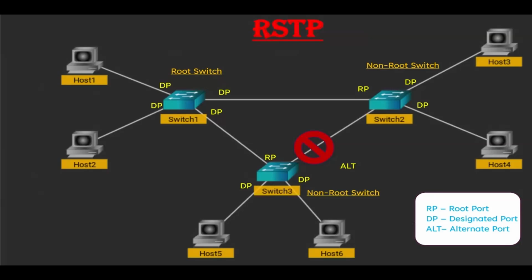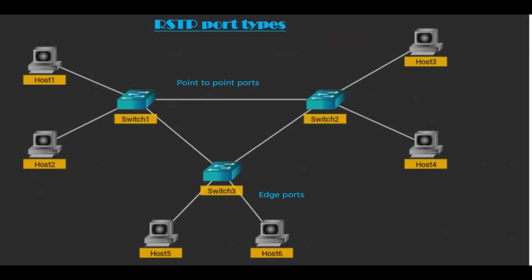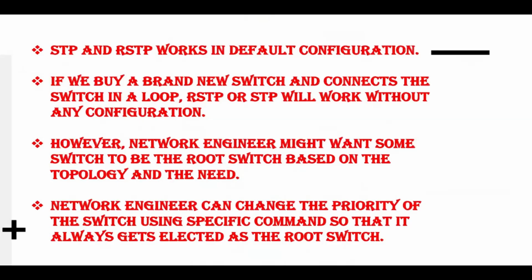We can see the RSTP protocol applied in this topology. Switch 3 selects an alternate port so that it can become the root port if the root port link fails. RSTP ports terminology. If the ports connect one switch to another, they are called point-to-point ports. If they connect end-user devices like a server, they are called edge ports.